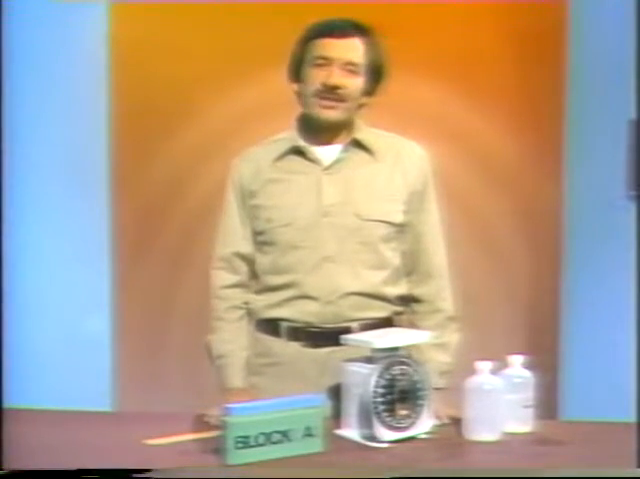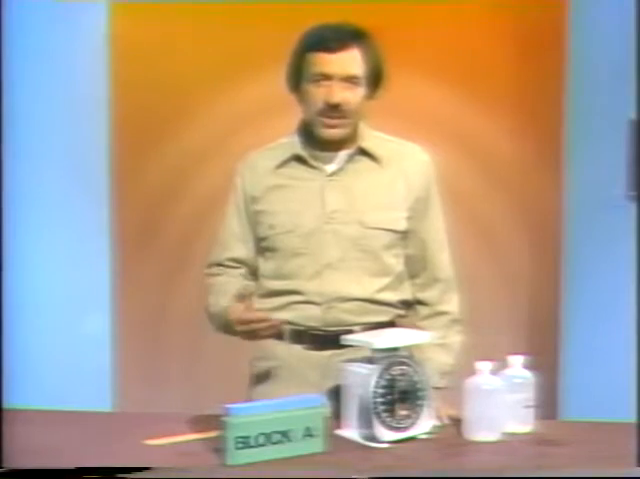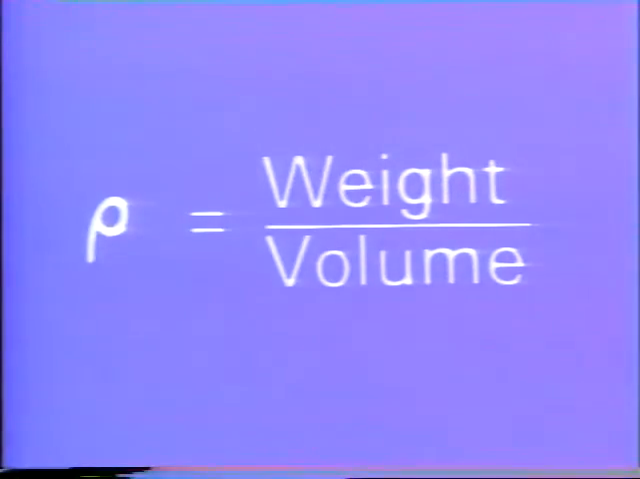When we talk about the density of a material, we're talking about its weight per unit volume. Density is symbolized by the Greek letter rho. The equation used to determine density is rho is equal to weight divided by volume.